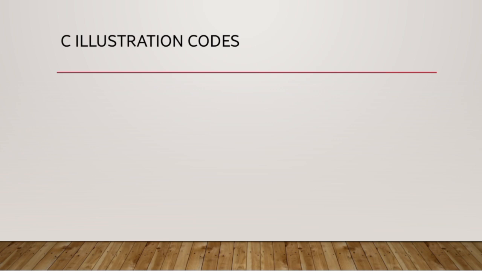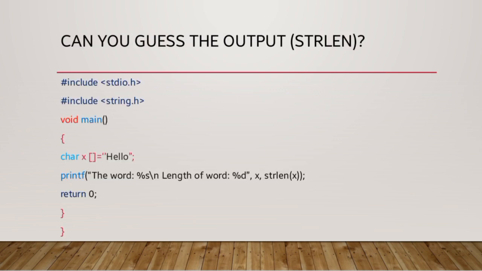So let's look at some illustration codes. If you can actually guess the output of this code before we get to seeing the results, I think it means we are learning. So the first function we want to pick here is strlen. We want to perform an operation on it.